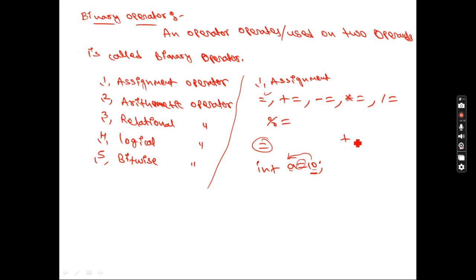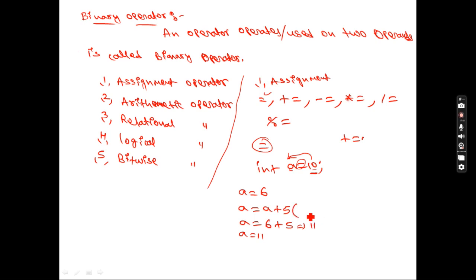Sir, what is plus equal to? Once you understand plus equal to, you will understand everything else easily. Suppose a equal to 6, and I write a equal to a plus 5. Now tell me the value of a. It is 11. How? In a there is 6, and we add 5, so 6 plus 5 becomes 11. The value of a now becomes 11.